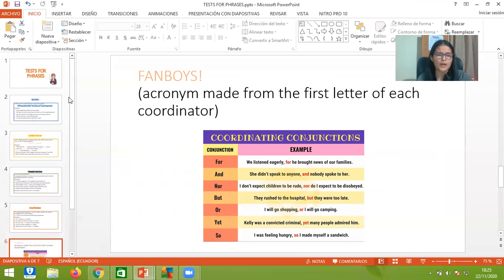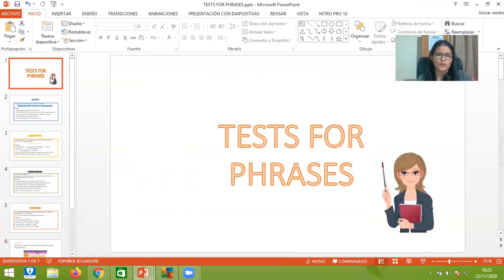And finally, why is it important to know about tests for phrases? In my opinion, it's very important because it's a good way to write better English and to sound better, to sound like an English native speaker. So it's very important to know about tests for phrases.